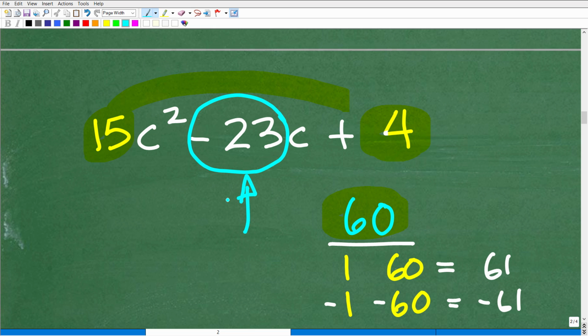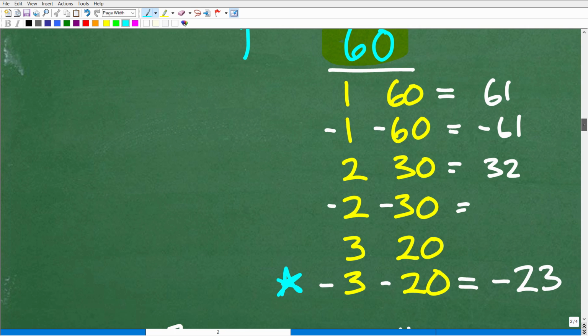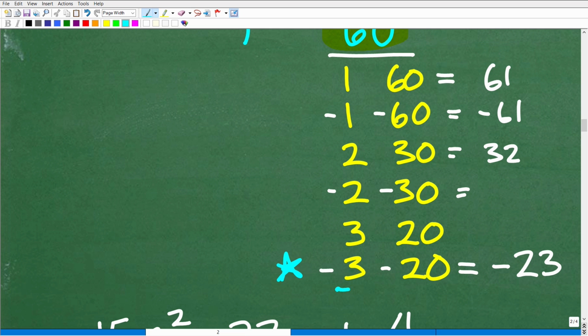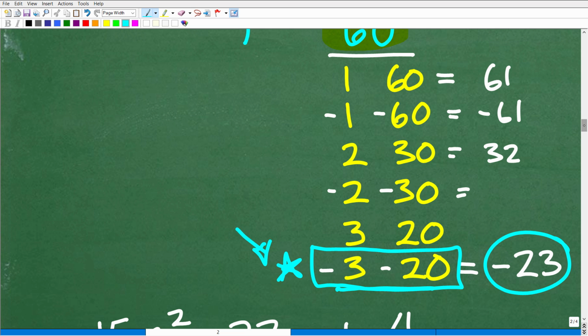Now, if you cannot find any pair of factors that adds up to this middle coefficient, then this thing cannot be factored, right? But in this case, we have negative 23. I'm looking for negative 23 here. So I'm going through my list, and I'm like, oh, negative 3 and negative 20. That's a negative 23. Awesome. So what does that tell me? It tells me I want to use these two numbers to help me factor this.